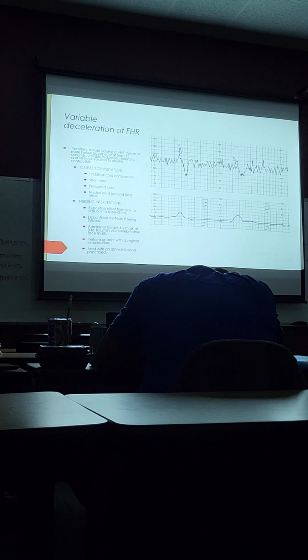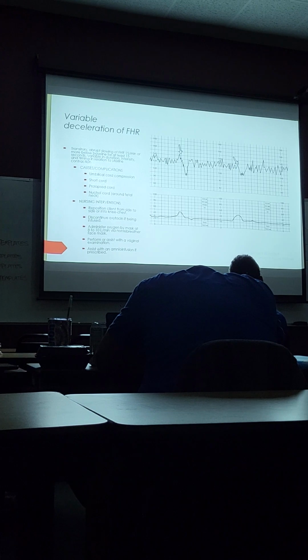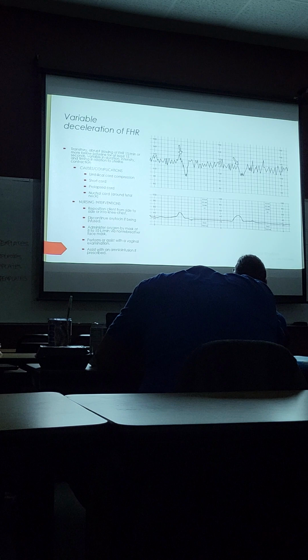We can also try placing them in a knee-chest position. We can see if that helps as well. Sometimes you can put them in Trendelenburg too, to get baby off of that cord, so the head of the bed is down and gravity helps with that. But that's going to be our variable deceleration. So if you see a variable deceleration or late deceleration, we do the same type of intervention. We have to do some type of intervention because variable decelerations and late decelerations are bad. Okay? Does that make sense?